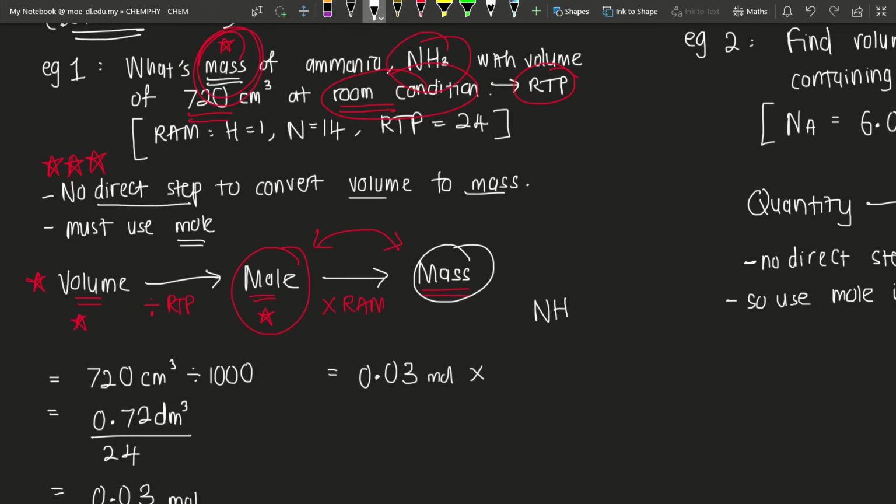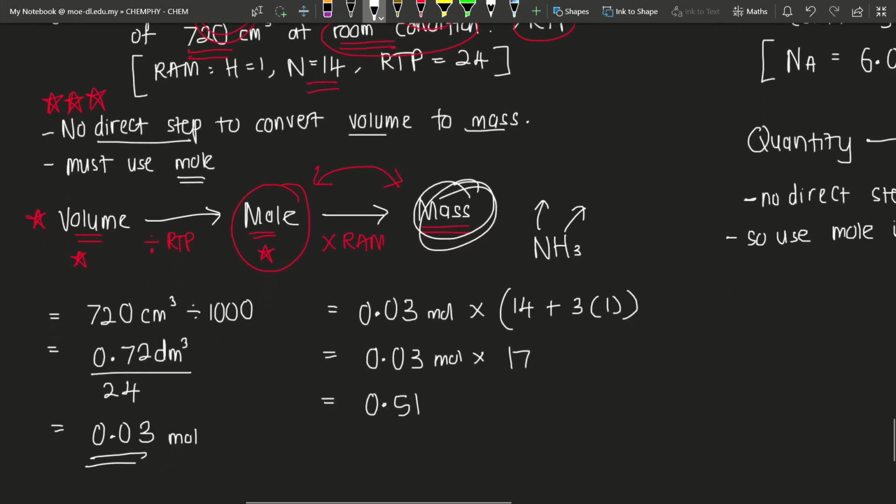NH3, ammonia: you add the RAM for N, nitrogen, and add the RAM for 3 times hydrogen. Nitrogen is 14, so 14 plus 3 times hydrogen, which is 1. Then 0.03 mole times 17. Therefore, you will get 0.51. This is our mass.